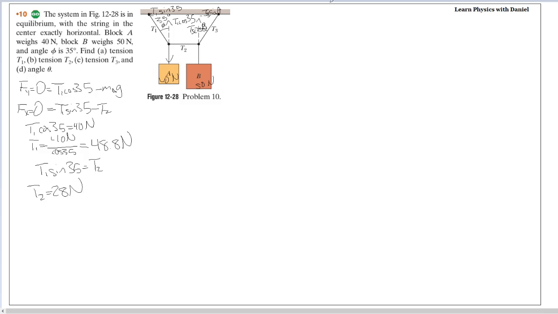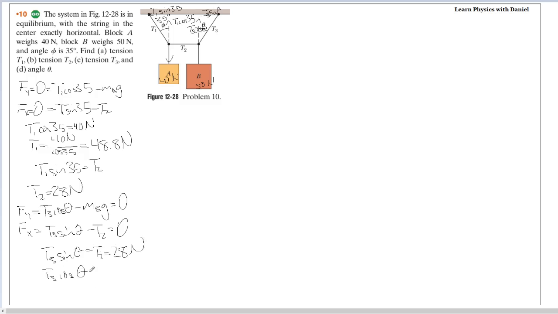So next what we can do is find the equilibrium equations for this right side. So for Fy, we have T3 cosine theta minus m2g equals 0. And in the x direction, we have T3 sine theta minus T2 equals 0. So here, we see that T3 sine theta equals T2, which is 28 newtons. And we know that T3 cosine theta is 50 newtons.